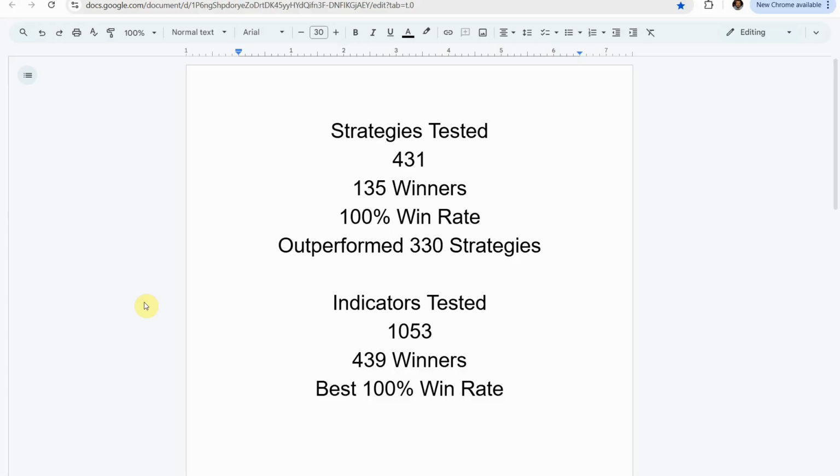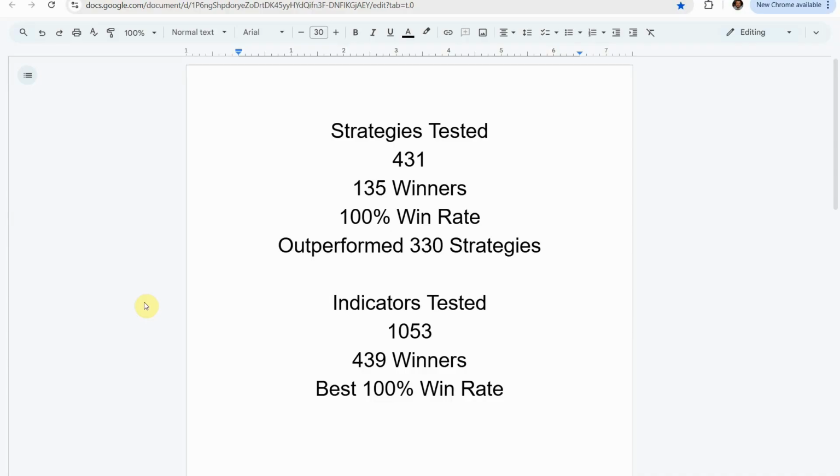Alright, as I said, today we will be testing a crypto scalping strategy. Before we do though, I wanted to put the testing scoreboard up for everyone to see. So to date, we have tested a total of 431 different strategies, with 135 of them being winners.